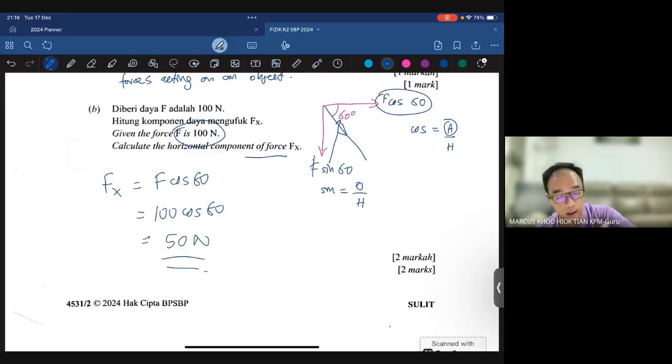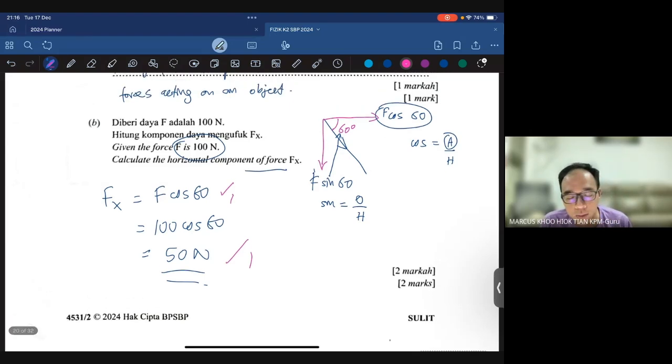These 2 marks are pretty easy, 1 mark here and 1 mark here. I think this should be okay. It's not a particularly difficult question. You just need to remember which one is cos and which one is sin. Look at the angle carefully. Whichever side the angle is touching, that's the cos. It can switch. Sometimes they can give you the angle on this side, the one at the bottom.